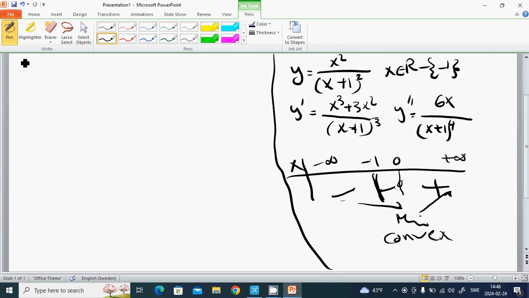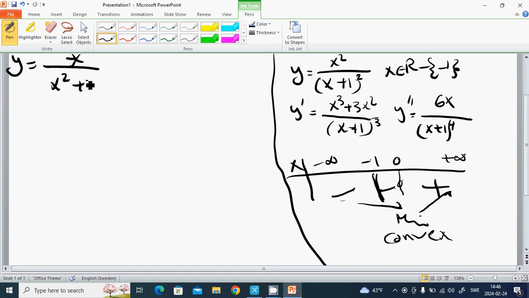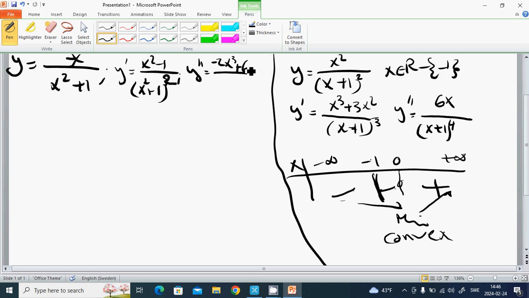Now y equals minus x divided by (x^2 plus 1), then y prime is (x^2 minus 1) divided by (x^2 plus 1) power 2, and y double prime equals (minus 2x^3 plus 6x) divided by (x^2 plus 1) power 3. This one cannot be 0.